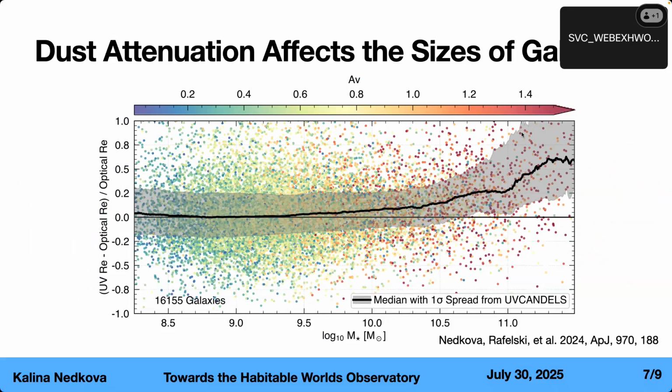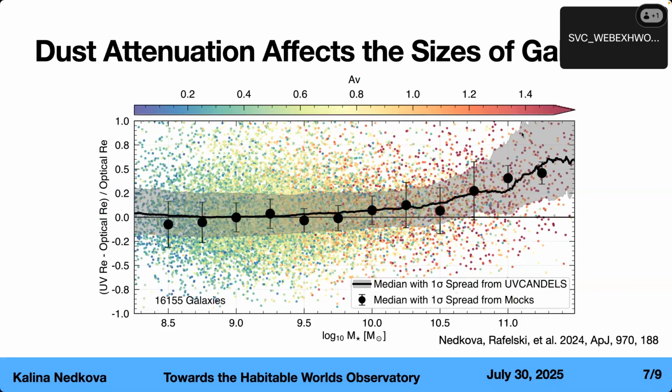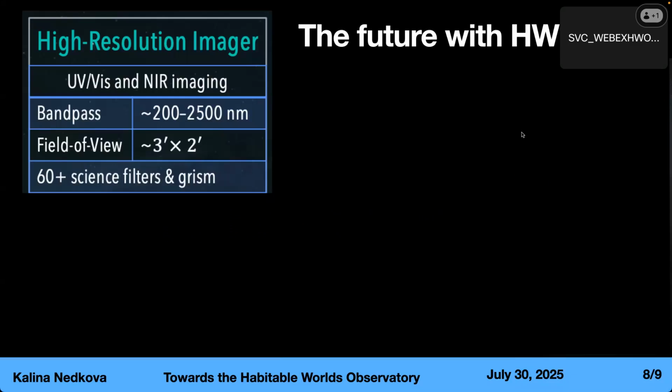Okay, and so what do the data look like? So here are the UV candles results. Again, this has the same y-axis as before as a function of stellar mass. And you can see the same kind of upturn in the real data where the UV sizes are larger than the optical sizes. And here are our simulations with dust. They are bang on, and they match really well.